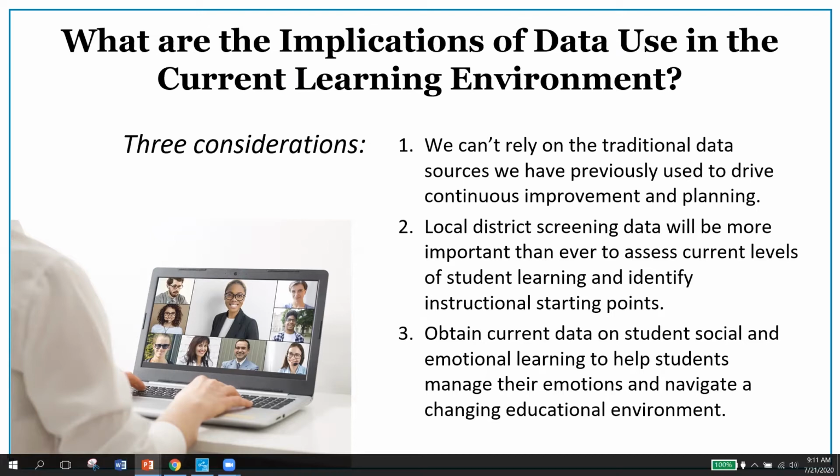And third, it will be really important to obtain current data on students' social and emotional learning to help them manage their emotions and navigate a changing educational environment. Collecting social and emotional learning data will help teachers and other educators answer the question, what do I need to know to help students feel comfortable and ready to learn?